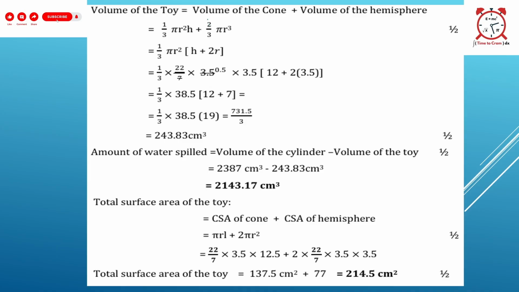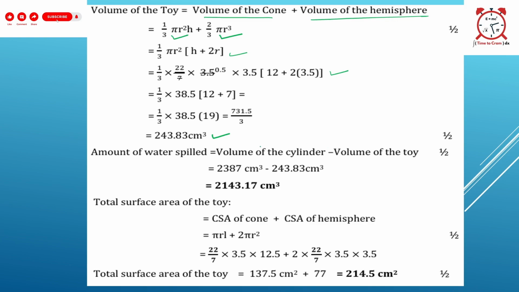Now after that we will find the volume of the toy. So volume of the toy is what? Volume of the cone plus volume of the hemisphere. Now volume of the cone has the formula 1/3 pi r square h, and volume of the hemisphere is 2/3 pi r cube. After taking the common factor and keeping each value appropriately, we will get the volume of the toy, this combination of a cone and hemisphere, as 243.83 centimeter cube.